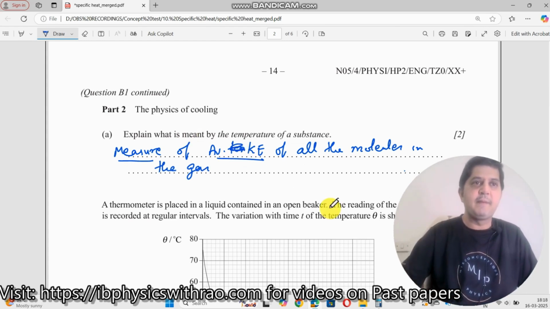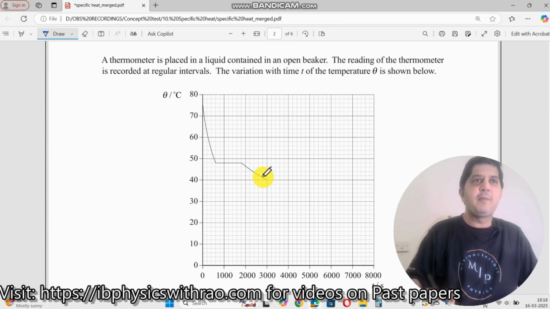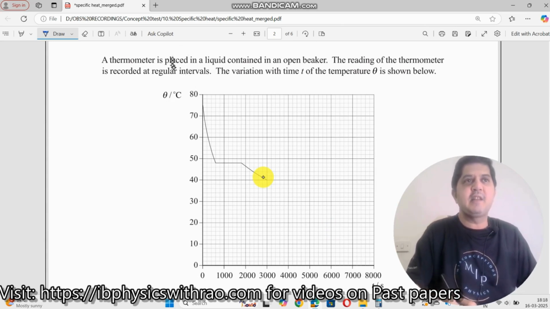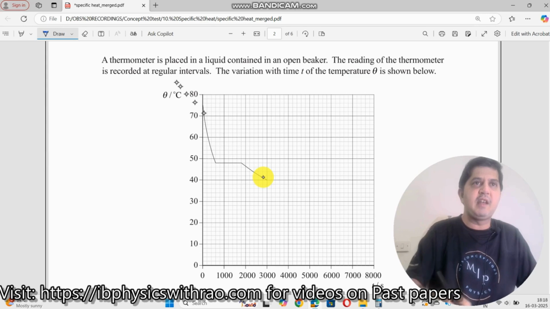Right, next one. This is a wonderful problem. A thermometer is placed in a liquid contained in an open beaker. The reading of the thermometer is recorded at regular intervals. Regular intervals means what? It means it's recorded at something like 200 seconds, 400 seconds, 600 seconds, and so on. The variation with time t of the temperature is shown here. How does the temperature vary? That's what has been shown.